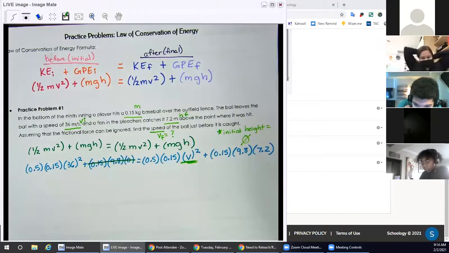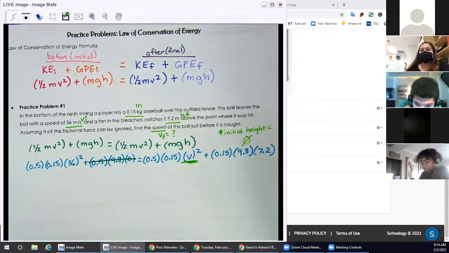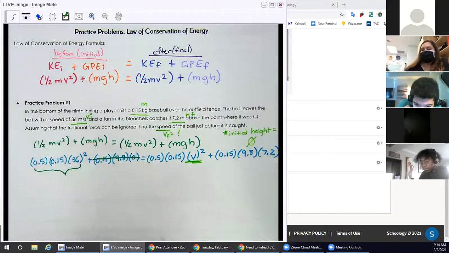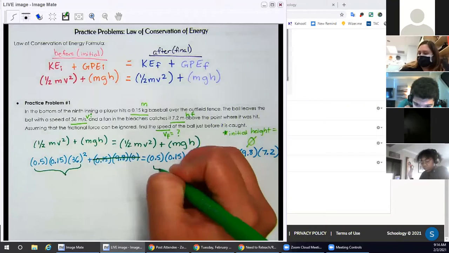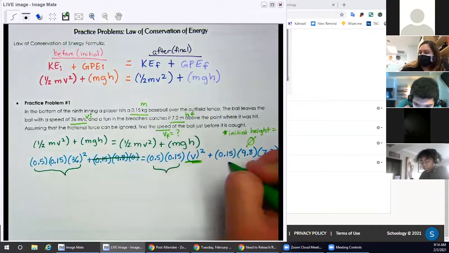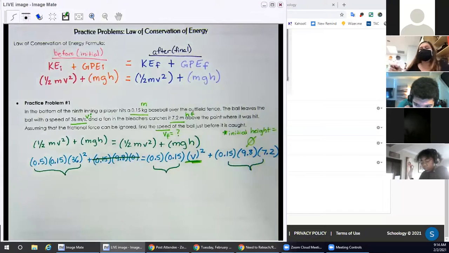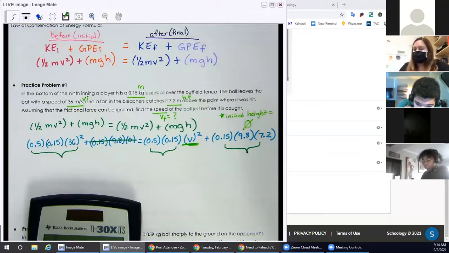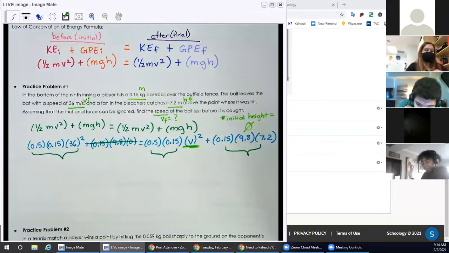All right, so it looks like a lot, but it's easy. It's just multiplying. Maybe we have to do a square root at the end, but that's not going to be too hard. So first, make sure you multiply the objects that are together before you add. Remember PEMDAS, multiplication and division comes first. Well, exponents come first, then multiplication and division. But we can just do it all at once in our calculator. So I'm going to type in my calculator 0.5 times 0.15 times 36 squared equals 97.2.